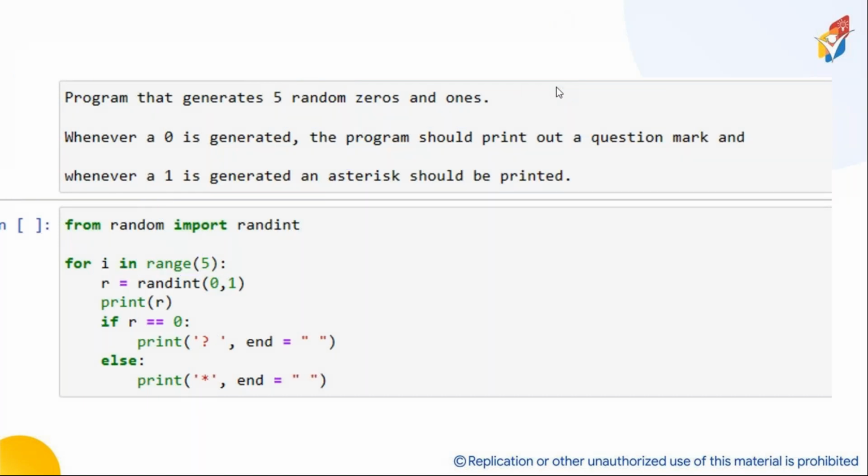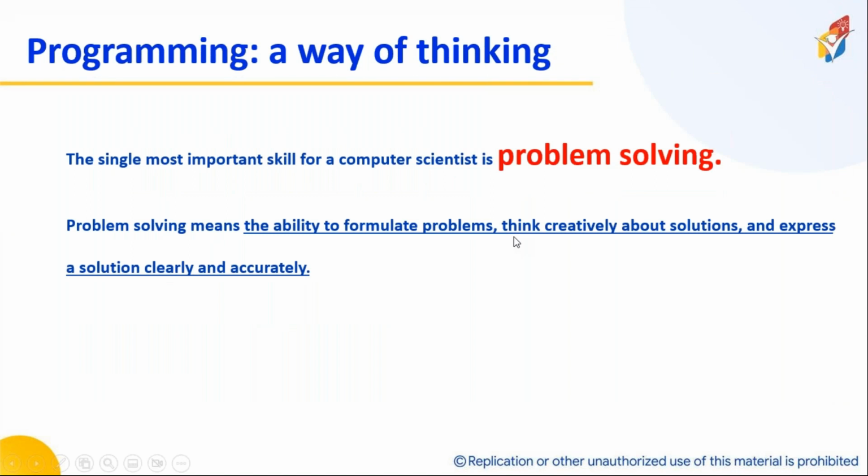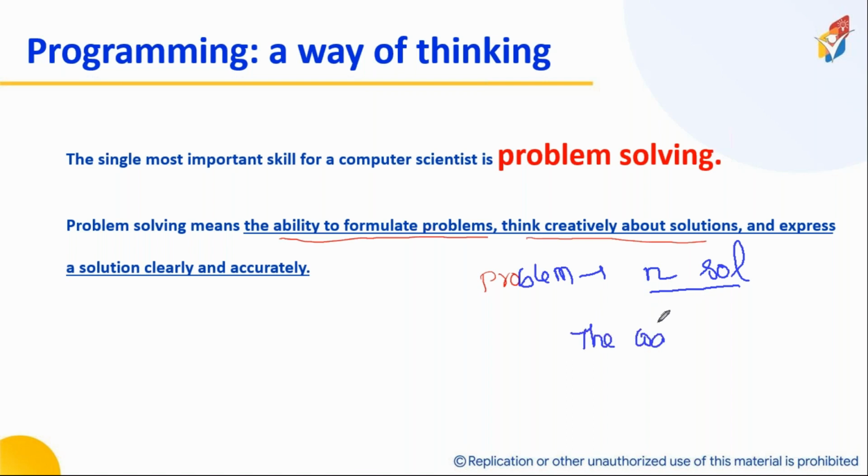Now let me go back and discuss what is problem solving: the ability to formulate the problem and think creatively about it. Every problem can have n solutions. Every problem can be implemented with n number of solutions. Now, if you ask me, sir, out of n solutions, which is the most optimal? The code which has fewer instructions, we will call that optimized code for the time being.